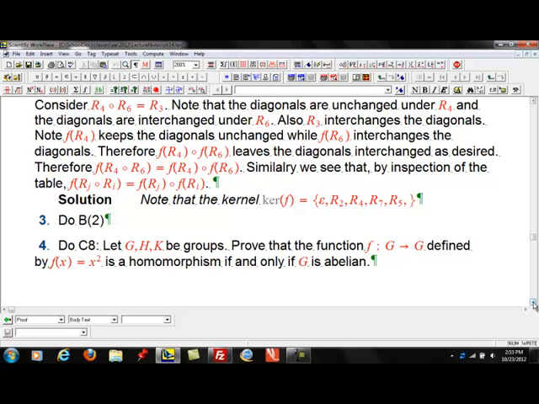270 degree rotation. Does that leave the diagonals the same? Yeah, because it takes it to B, then back to itself. And I think it changes it. 270 should interchange it.